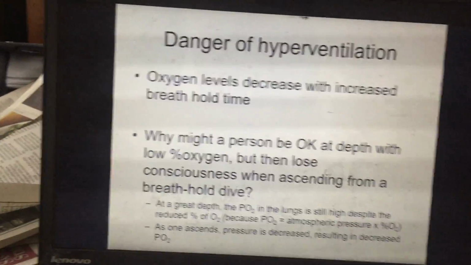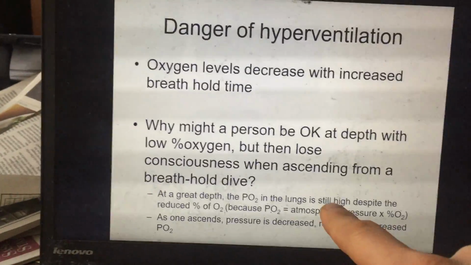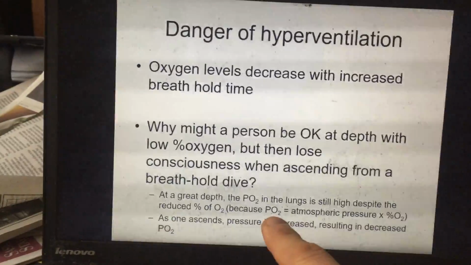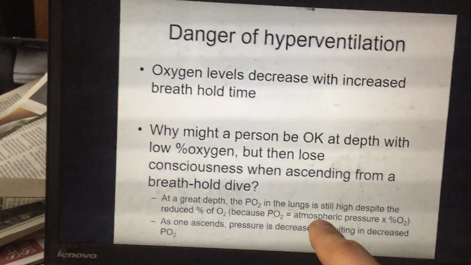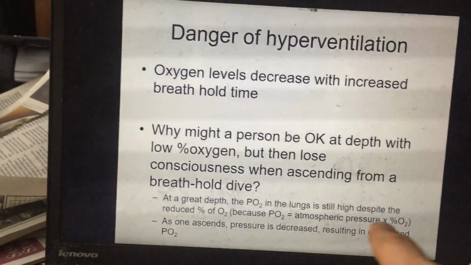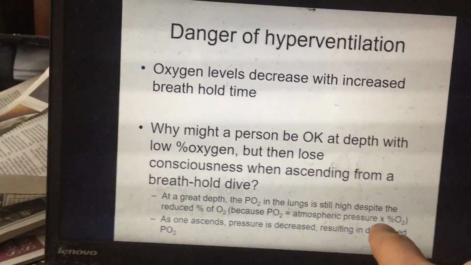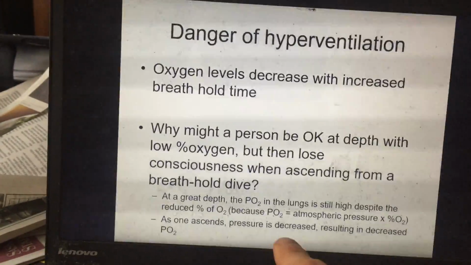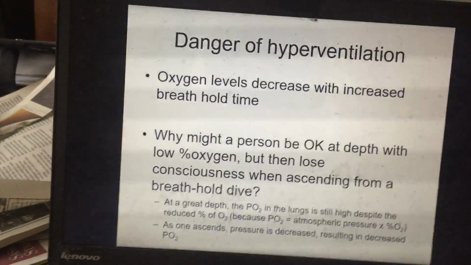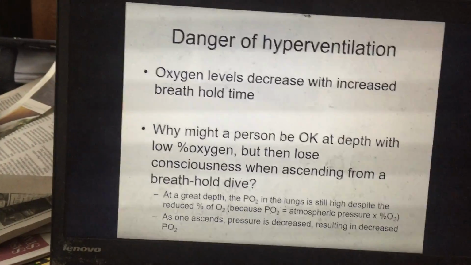So to summarize, at a high depth, the PO2 in your lungs can still be high despite the reduced percentage of oxygen in your body, because PO2 depends on your atmospheric pressure, which is high while you're at a depth, and that offsets the decrease in percentage of oxygen in your lungs. But as you ascend, the pressure is decreased, and that results in a decreased PO2, and this can lead to that condition of shallow water blackout.